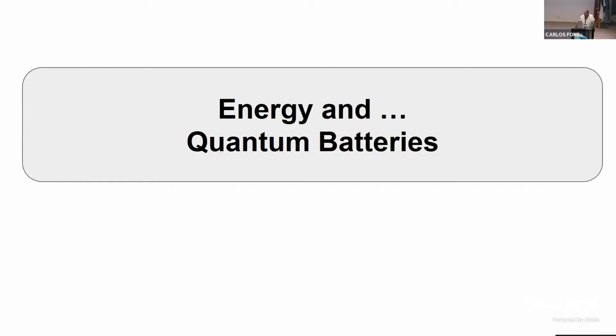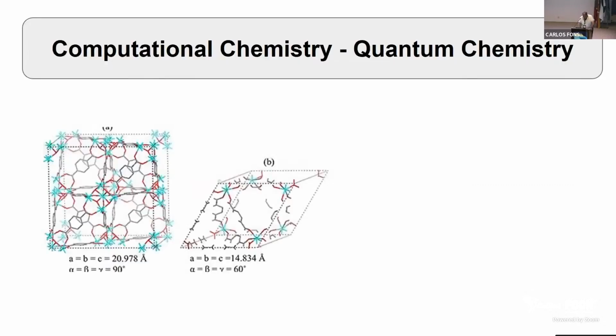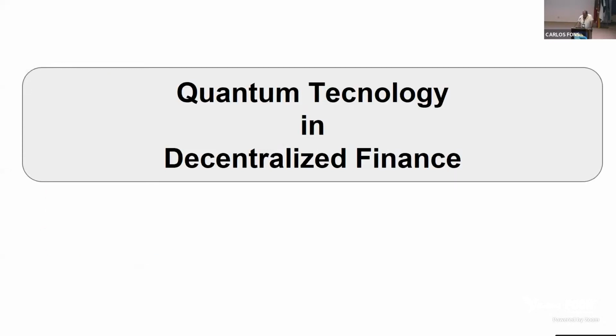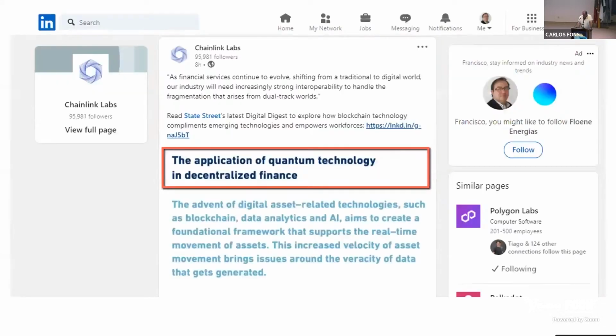Three areas in the near future with a great impact: energy and the quantum batteries, quantum chemistry, and quantum technology in decentralized finance. This is absolutely disruptive. Chainlink, that is one of the players of blockchain in DLT areas, is launching through its Chainlink Labs applications of quantum technology in decentralized finance.